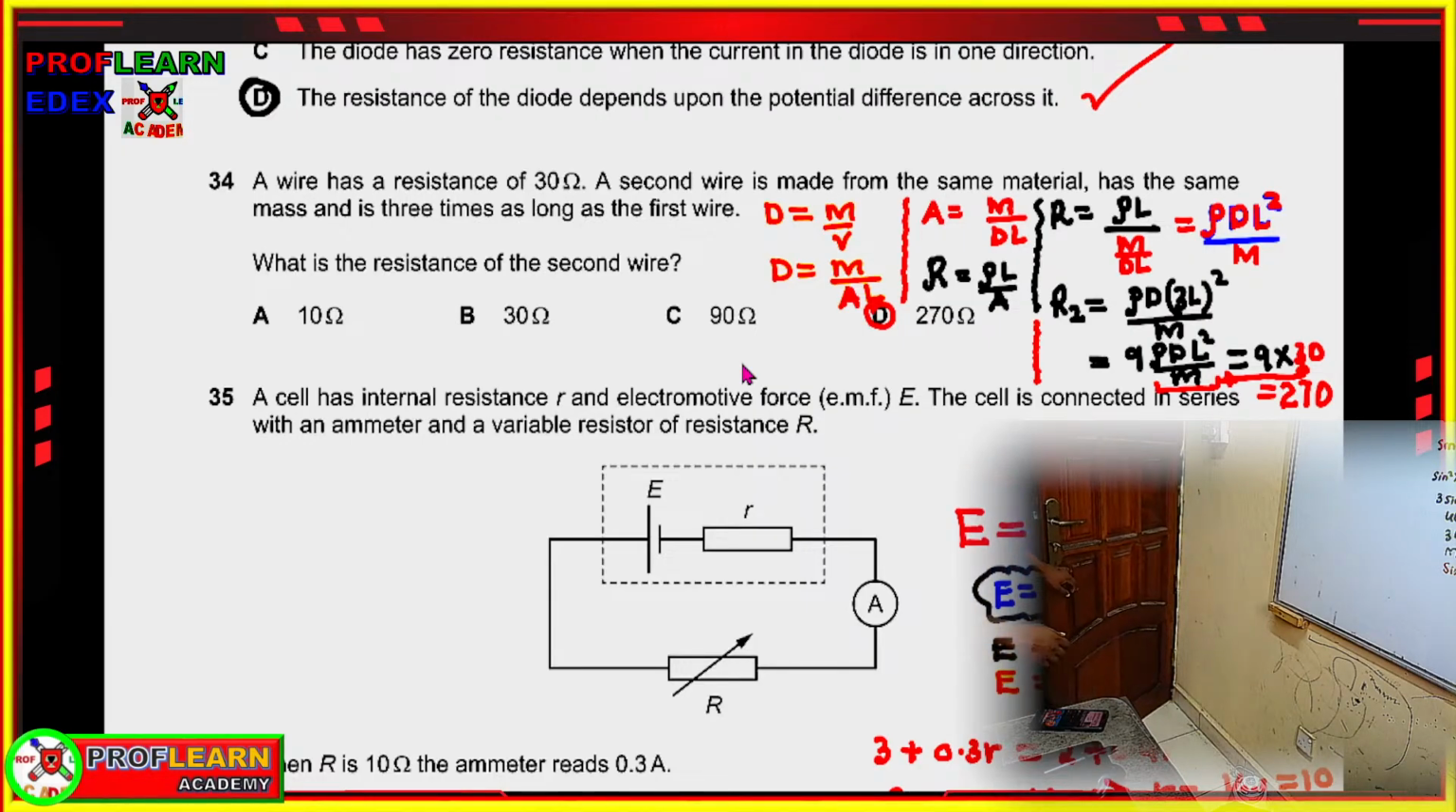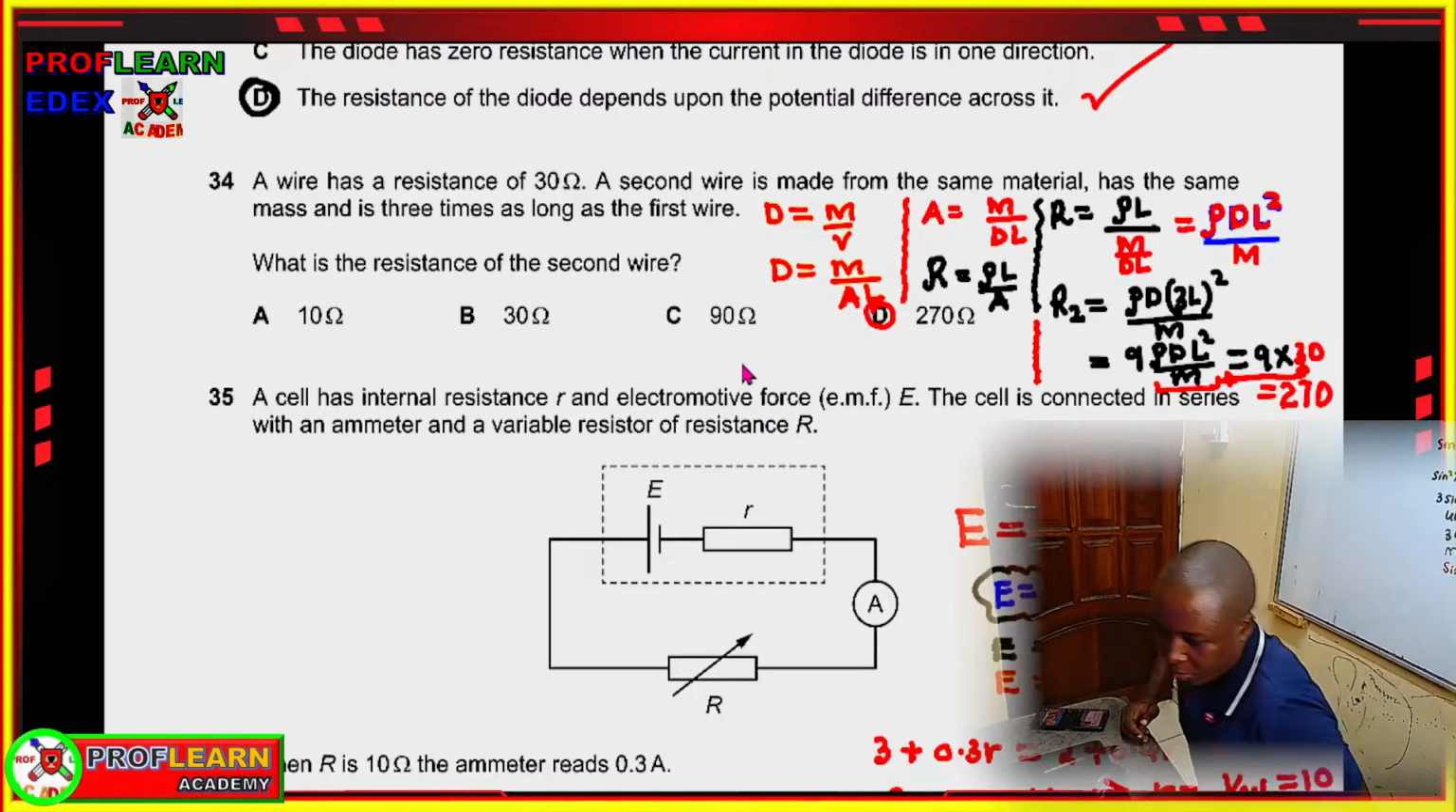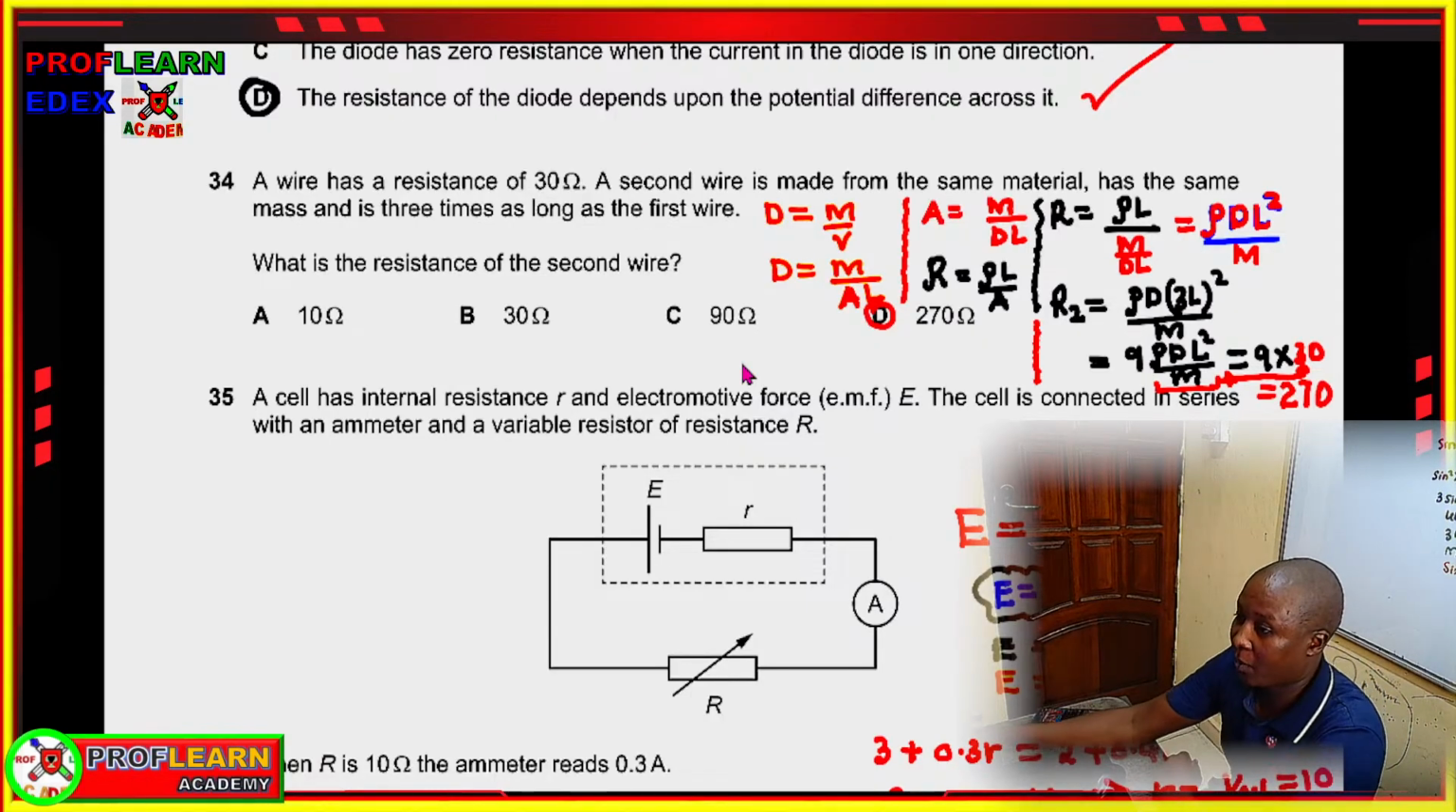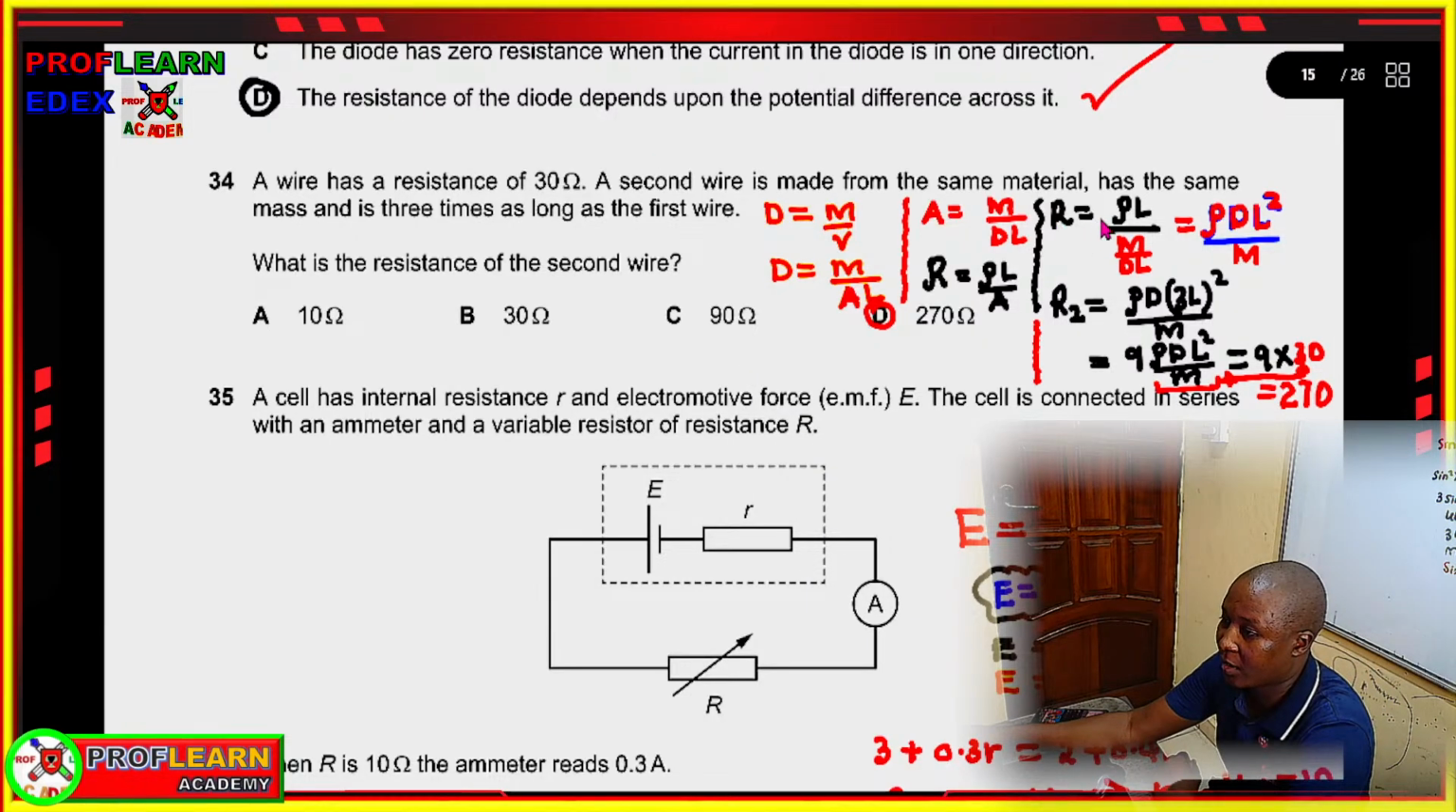So which means that it's going to be what? I've explained up to this point. R is equal to resistivity times L over M over dl. If we multiply dl on both sides, this equation becomes resistivity times density times length squared over M. That's the formula for resistance.